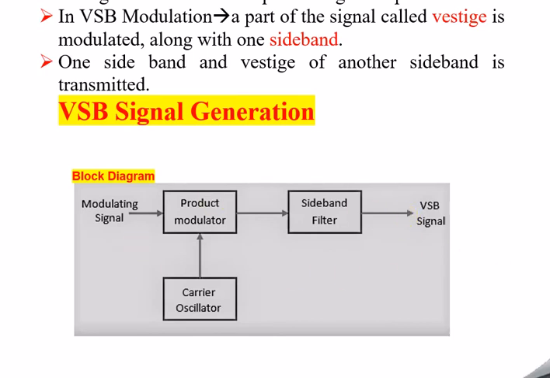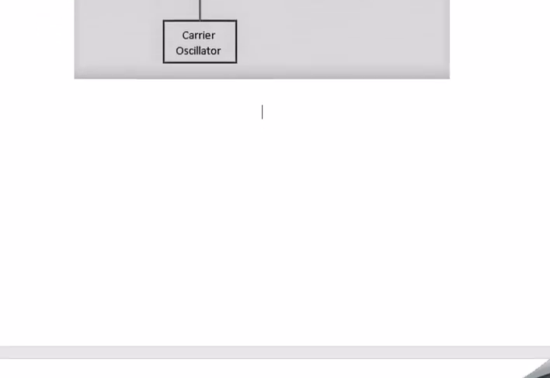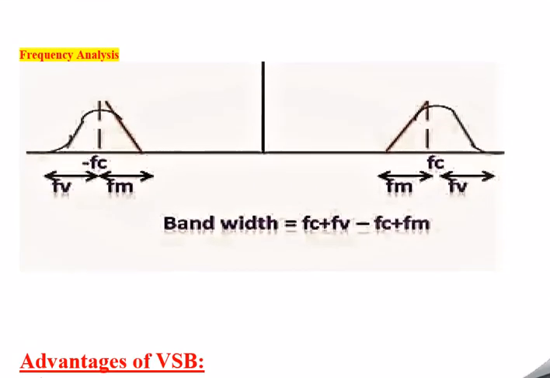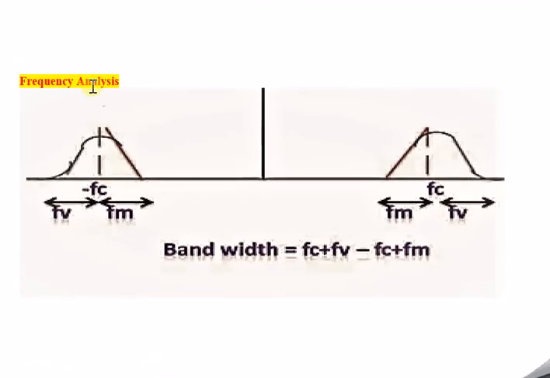Now we will try to analyze the frequency spectrum, the frequency analysis of this vestigial sideband modulation. This is the amplitude and this is the frequency, the x-axis is frequency. We are going to transmit one sideband and part of the other sideband, only this part. Hence, this is the frequency spectrum of the vestigial sideband modulation.